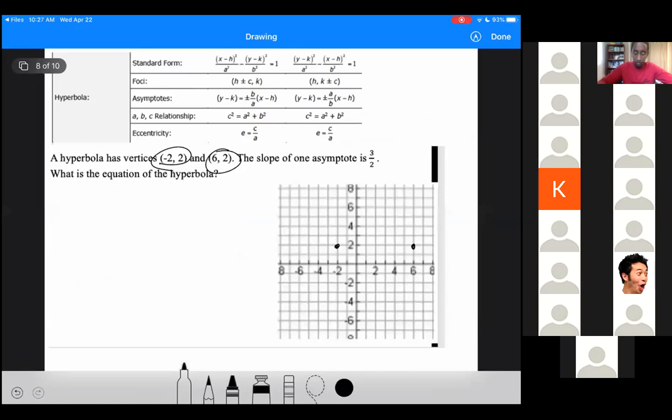We can find the center, which is at 2, 2. Okay, good. So Tammy, give us another one. What else can we find? We got, from the vertices, we got A is 4. Okay, good. We got the A. That's the distance from the center to the vertex. That's 4. Jair, what else can we find?